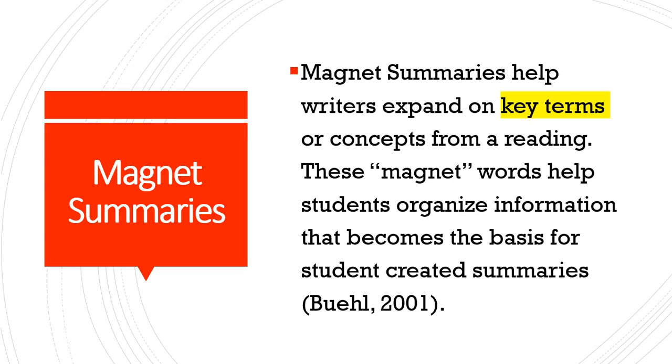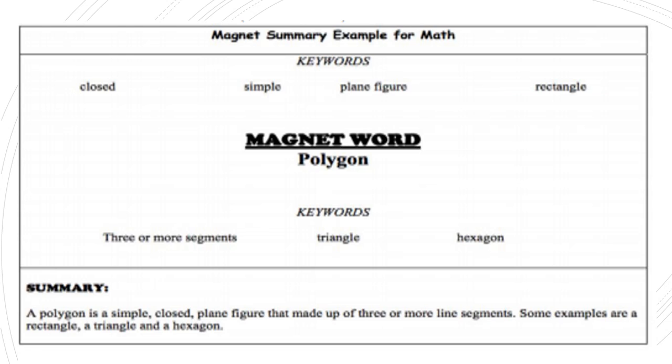I have here a sample of a magnet summary. For this sample, our magnet word is what we call polygon. So what are the words that are related to polygon? Closed, simple, plain figure, rectangle, three or more segments, triangle, hexagon. After identifying those terms that are directly related to the magnet word, it's time for you to make sentences that connect all those words to come up with your summary.